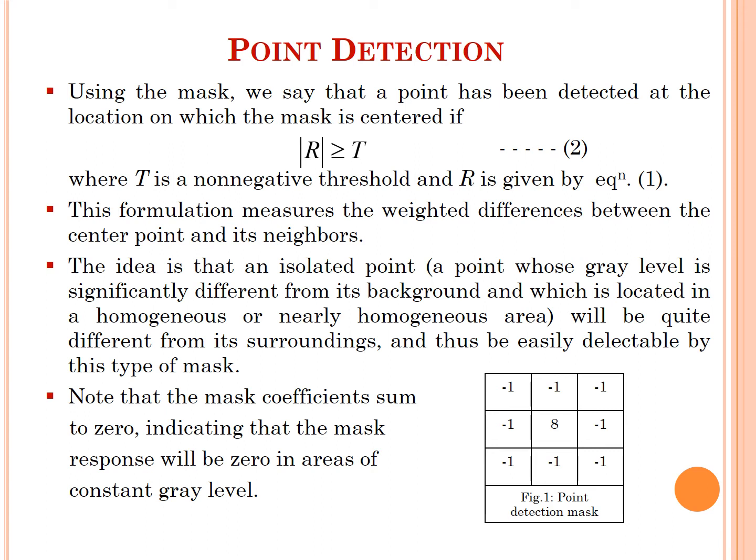The idea is that an isolated point, that is, a point whose gray level is significantly different from its background and which is located in a homogeneous or nearly homogeneous area, will be quite different from its surroundings and thus be easily detectable by this type of mask. Note that the mask coefficient sum here is 0, indicating that the mask response will be 0 in areas of constant gray level.